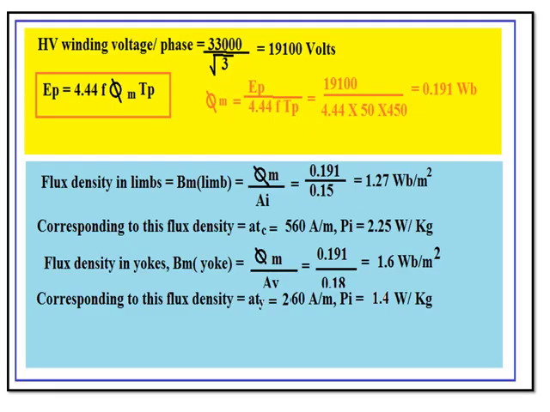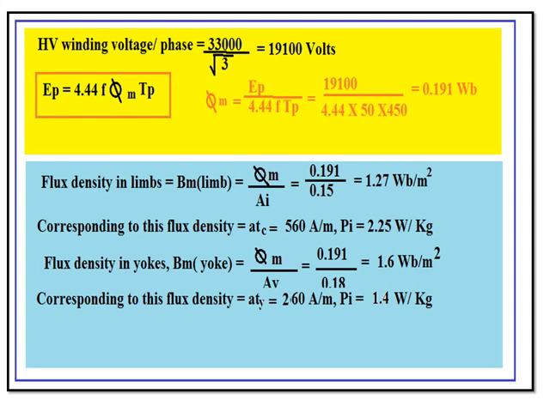HV voltage per phase. It is a three phase problem. Then the HV winding is the primary winding, per phase. The given voltage is line voltage, 33,000 divided by root 3, 19,000 volts. We are getting the per phase. Then this per phase voltage equals 4.44 F phi m into Tp. From this expression we can find phi m. Phi m we are getting as 0.191 Webers.